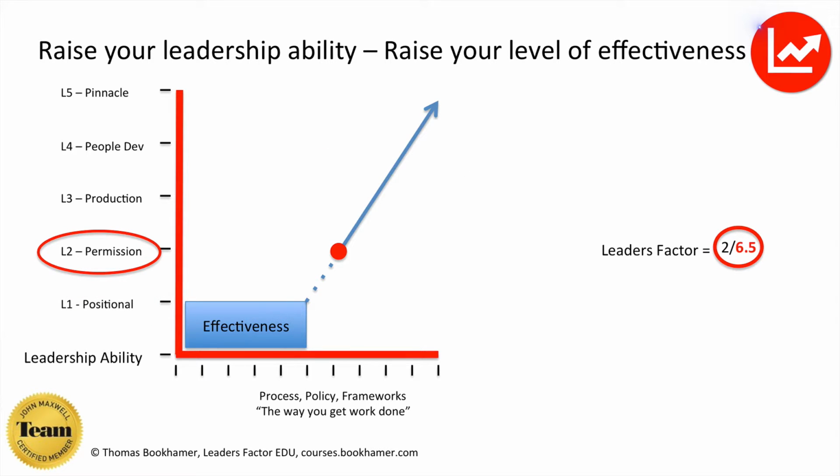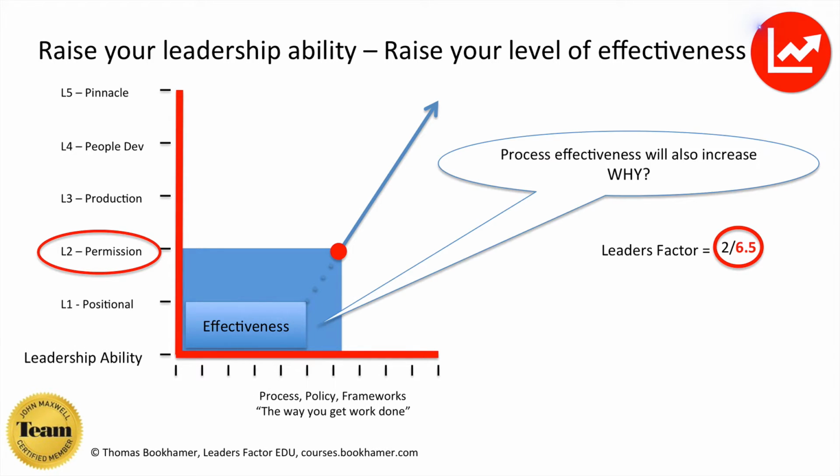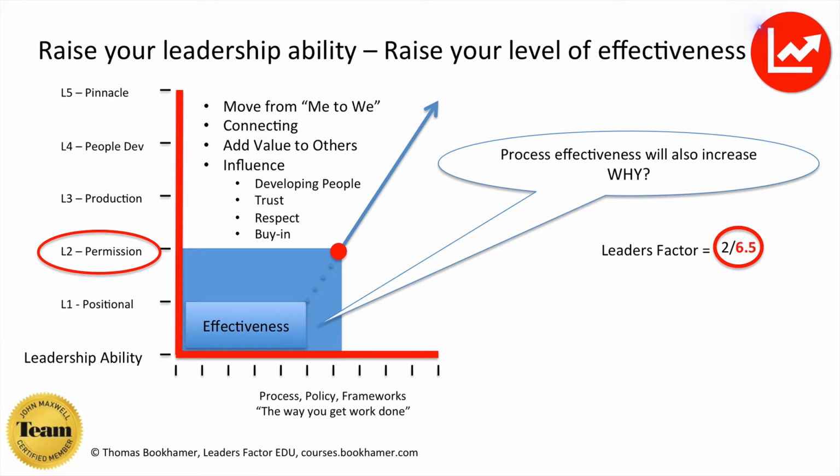This is going to raise our level of effectiveness. What if we go up to permission? We start to build relationships. Then our process effectiveness is also going to increase. Why? Because we've moved from me to we. We're starting to connect with people. We're starting to add value to others. We're gaining influence. We're gaining buy-in. We're developing people. We're gaining respect and trust. These things are all so important.